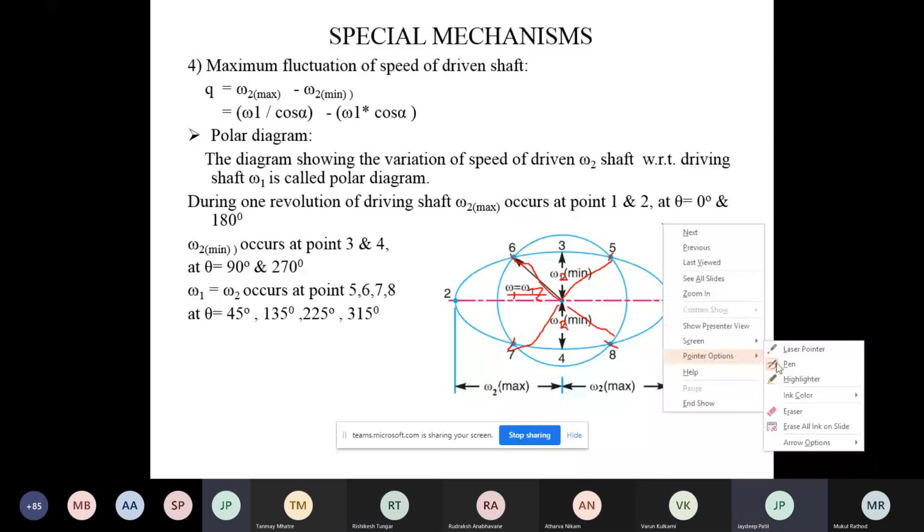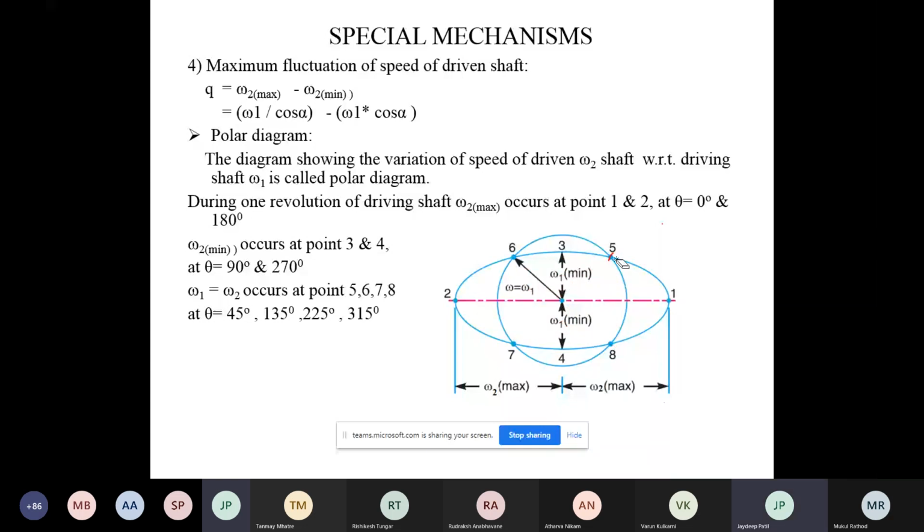Now this is a very important point from the exam point of view. There is a small question in the test also. You have to draw this polar diagram, or suppose there is an MCQ: what is the angle of turn of the driving shaft at which you will get the maximum speed of the driven shaft? There are different options, suppose 0 degree, 270, 135, 45. Okay, like this. We only have to draw this figure. Don't write this description. Write down the polar diagram and draw the figure freehand.